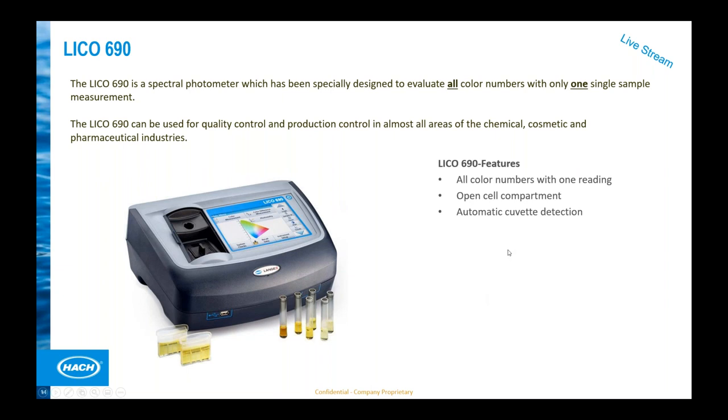Then, of course, there is automatic cuvette detection. It's visible around the compartment for round cuvettes as well as for rectangular cuvettes, and they are directly detected. It's not necessary to type these in. It's possible to measure cuvettes in the formats 10, 11, and 50 millimeter path lengths for the light beam, with sample volume between 2 and 5.